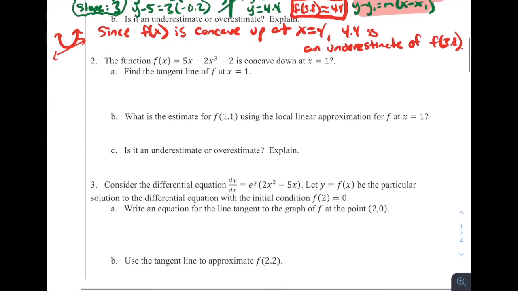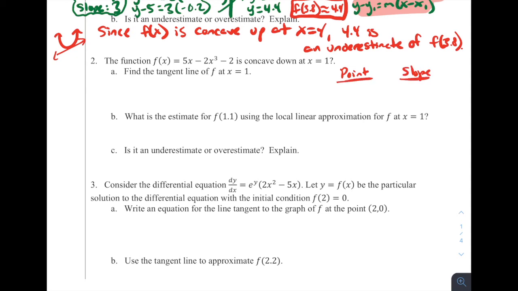Cool. Number 2, the function f of x is equal to 5x minus 2x cubed minus 2, and it is concave down at x equals 1. Find the tangent line of f at x equals 1. All right, so in this case, notice with the information they gave us here, we have neither the point nor the slope if we're going to make this tangent line. So I need the point and I need the slope.